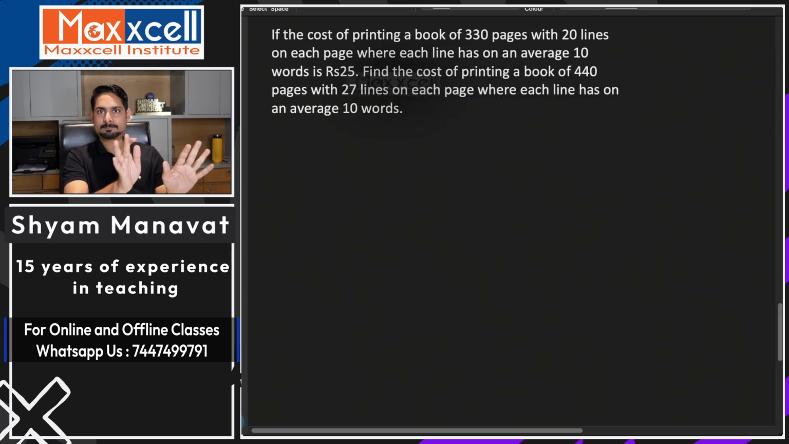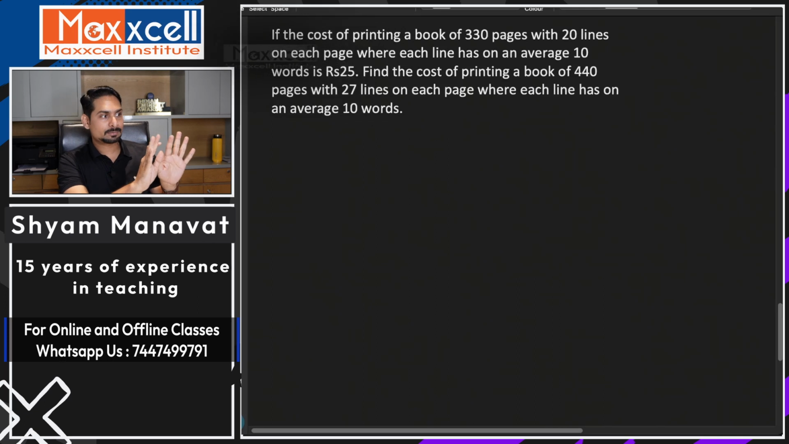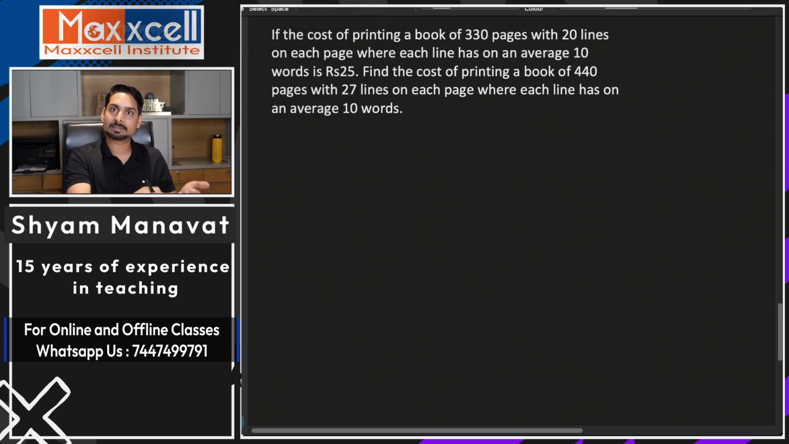Next question. Pause this video, look at the question, try to solve this, then we'll match the answer with my answer. Okay. Look at the question. If the cost of printing of a book of 330 pages with 20 lines on each page, where each line has on an average 10 words, will cost 25 rupees.